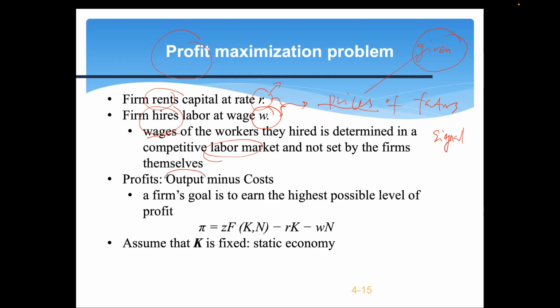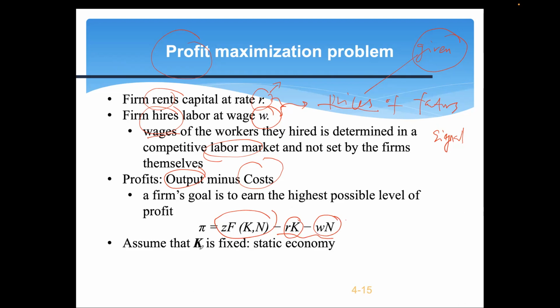Right. Now let's look at what determines the profit. The profit is equal to output minus cost. Okay, and then what's the output? This is what they produce, and this is the cost. The cost has two terms, right? One, you have the cost of capital. Secondly, you have the cost of labor.